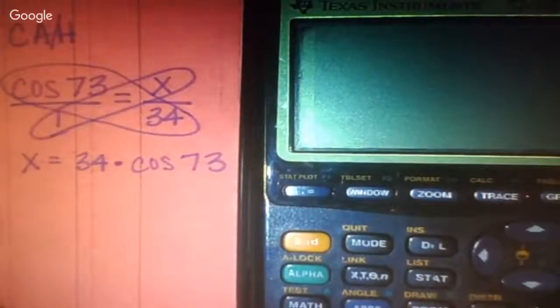Okay. So now, is X by itself? Yes, when I cross multiply.